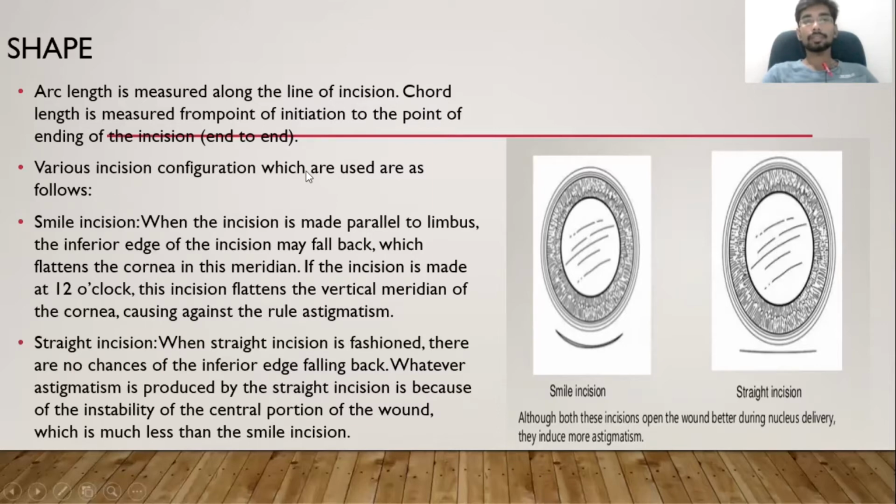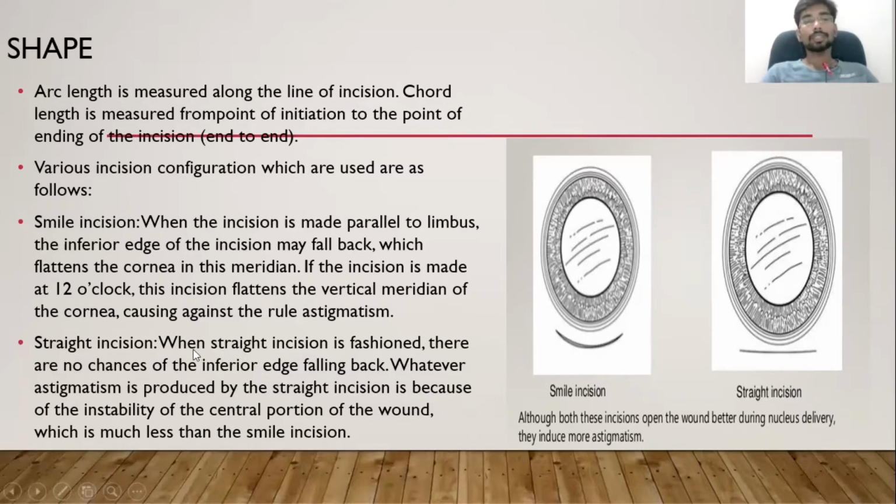Various incision configurations which are used are smile and straight incision. So smile: when the incision is made parallel to the limbus, the inferior edge of the incision may fall back, which flattens the cornea in this meridian. So if the incision is made at 12 o'clock, this incision flattens the vertical meridian of the cornea, causing against the rule astigmatism. So this is the smile incision.